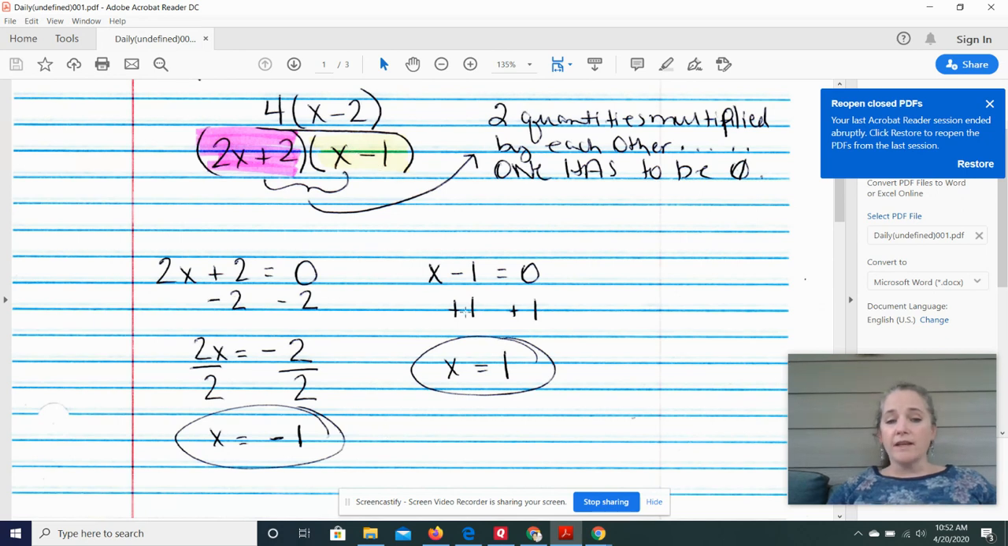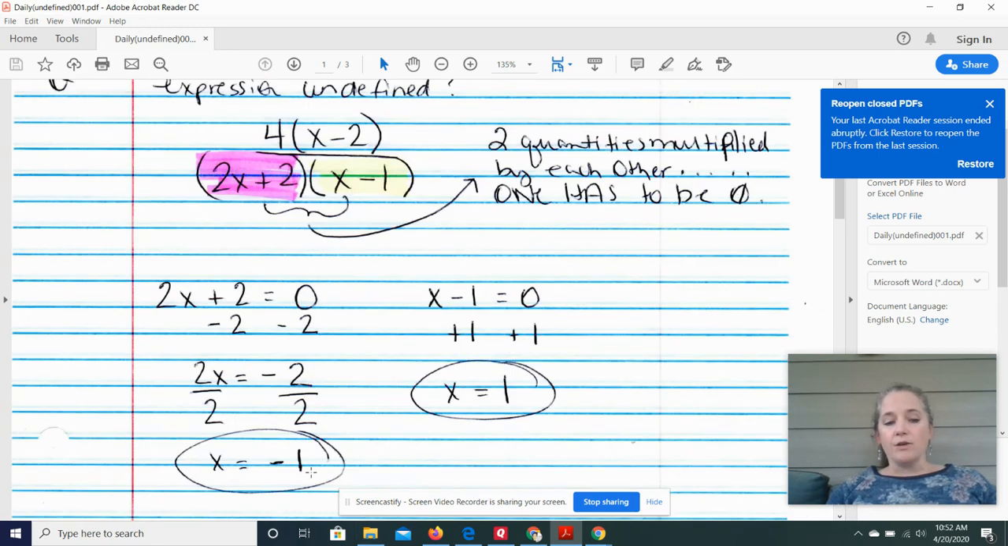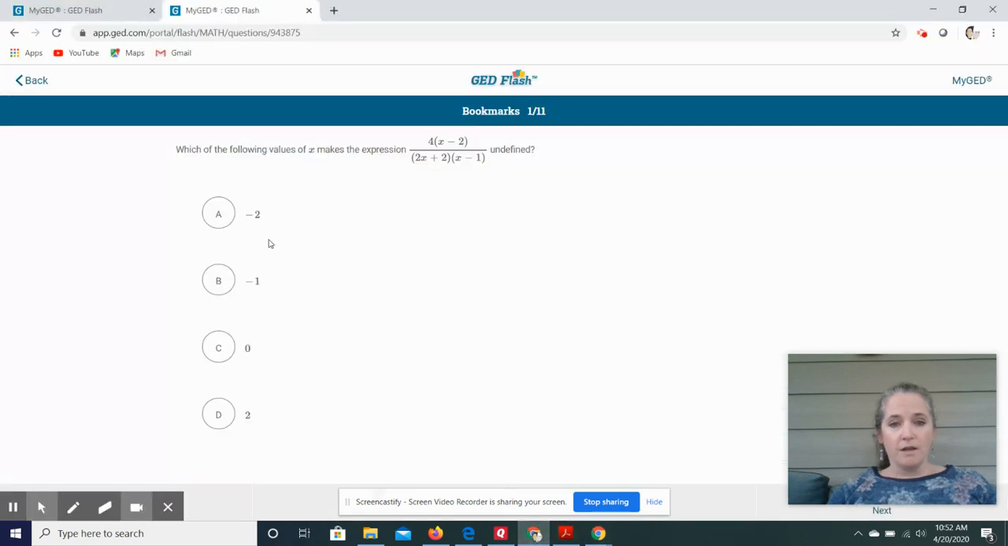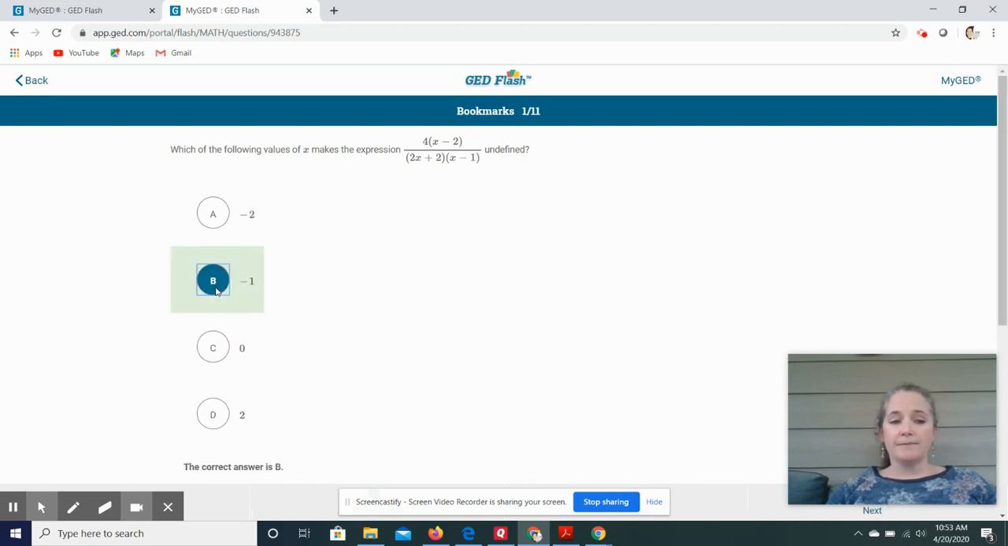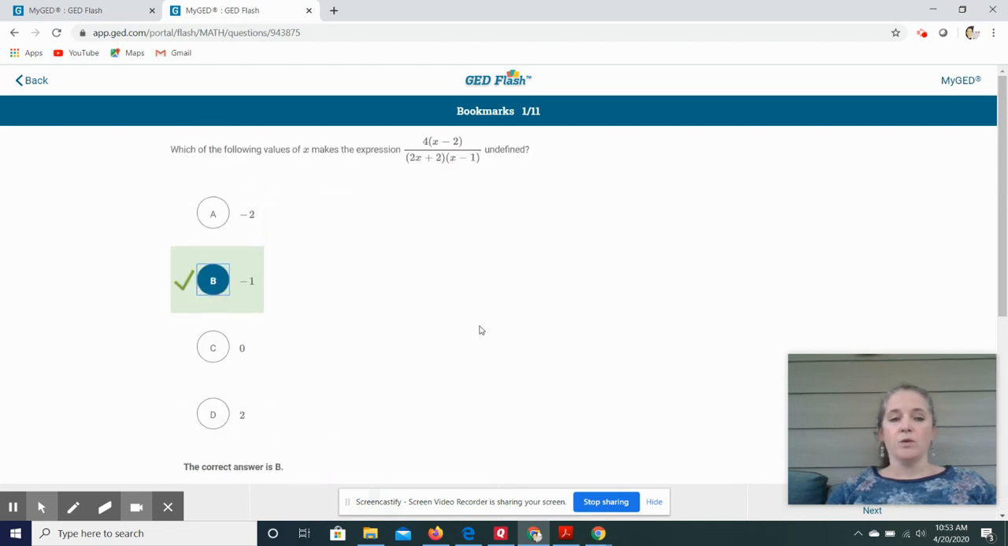To solve for this, all you have to do is add 1 to both sides, so x equals 1. So either of those values, negative 1 or 1, could make this expression undefined. So let's go back and look and see what our options were. So negative 1 or 1, the only one they have here is negative 1, so we are going to choose that. And that is the correct answer, and they did exactly what we did. They solved the negative 1 and the 1.